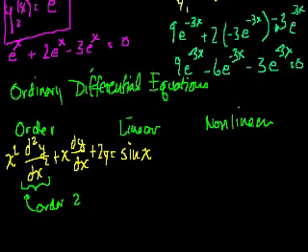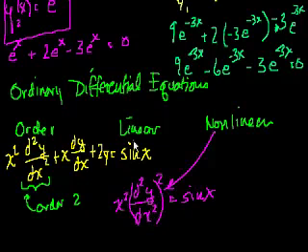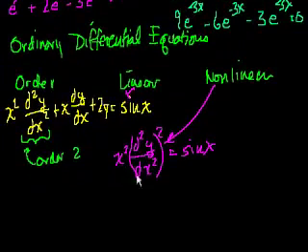Now, if I rewrote it as x squared times the second derivative of y with respect to x, squared, is equal to sine of x. And let's say I were to square this. Now all of a sudden I have a nonlinear differential equation. This is nonlinear. This is linear. Because I multiplied the second derivative of y with respect to x times itself.